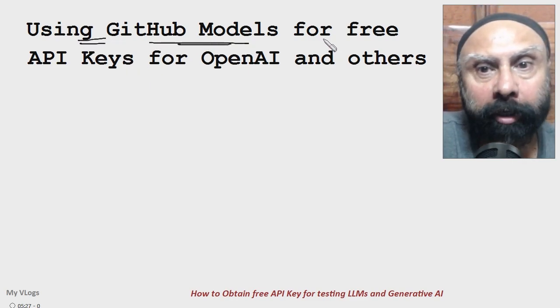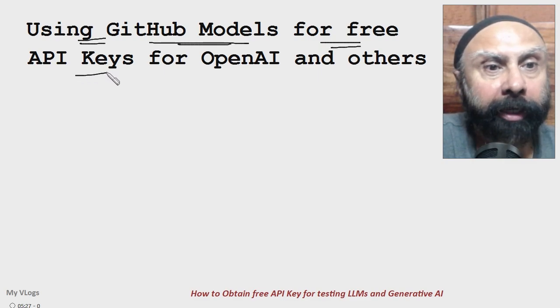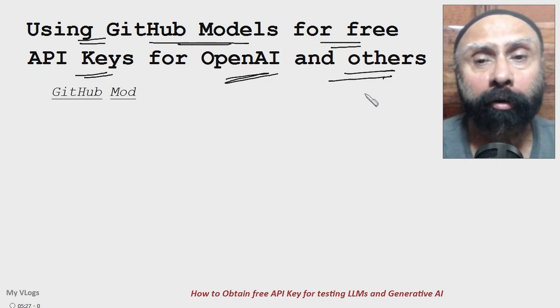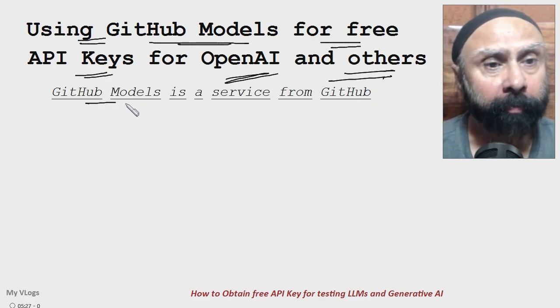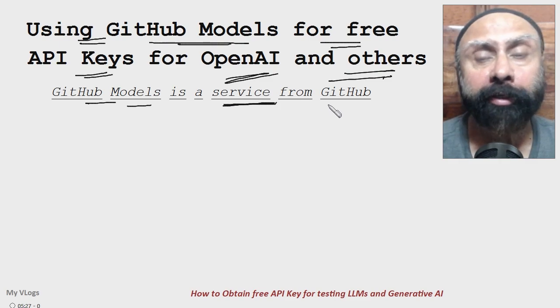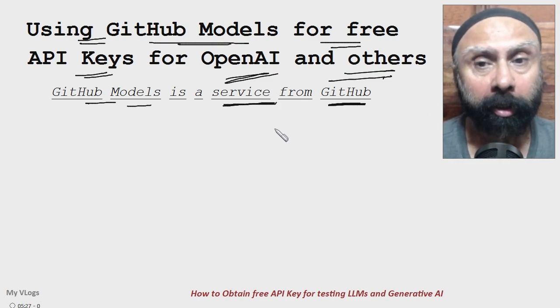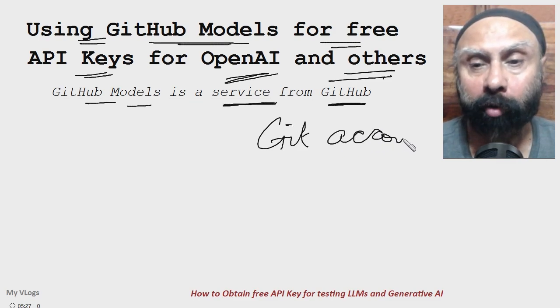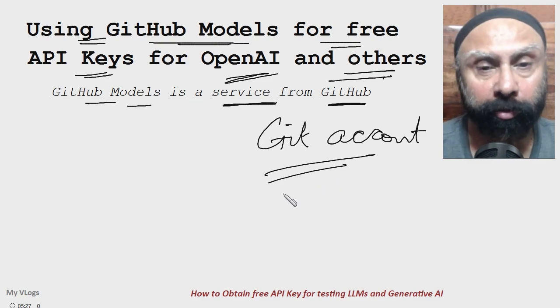Using GitHub Models for free API keys for OpenAI and others. I've been looking for this for a long time. GitHub Models is a service from GitHub, so you must have a GitHub account before you can use it.